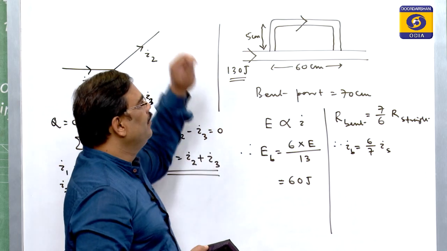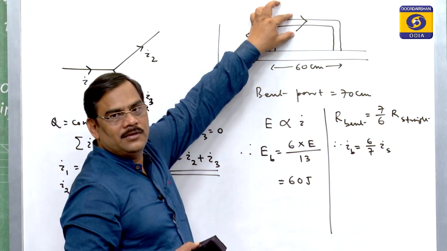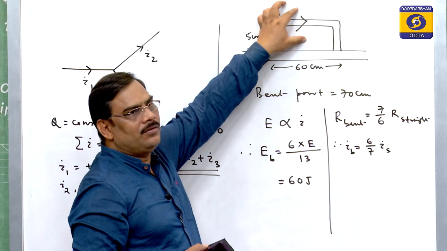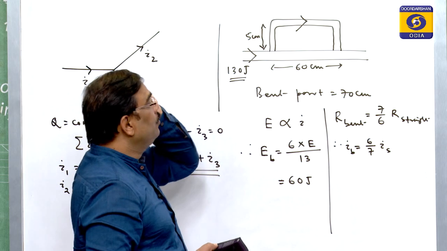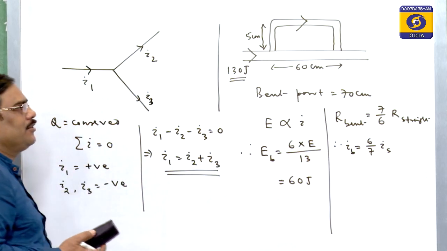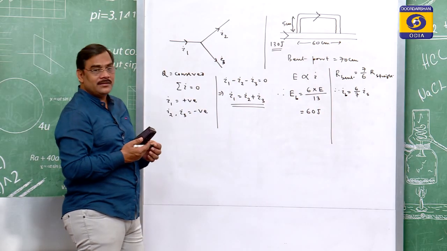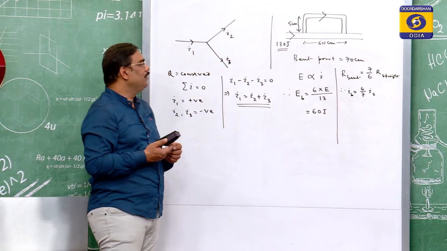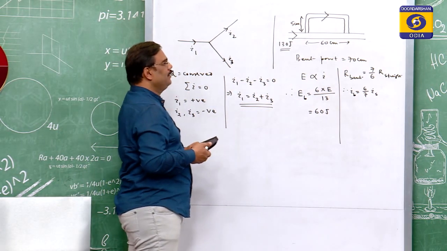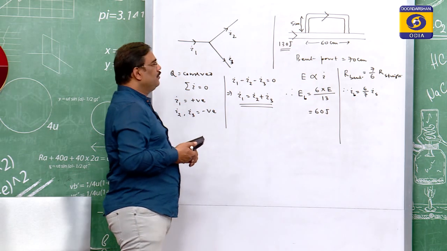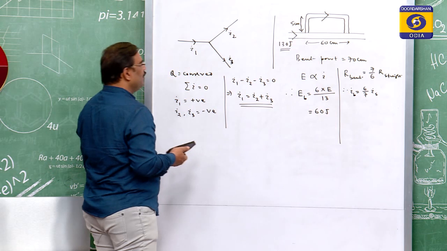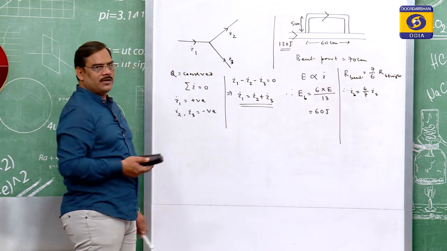So, what we see is that if the resistance is more, then obviously the current will be less and less amount of energy will flow through that part of the network. And if the resistance is small, then obviously the current is high for a particular potential, and hence a large part of the energy will be available across that part of the network.